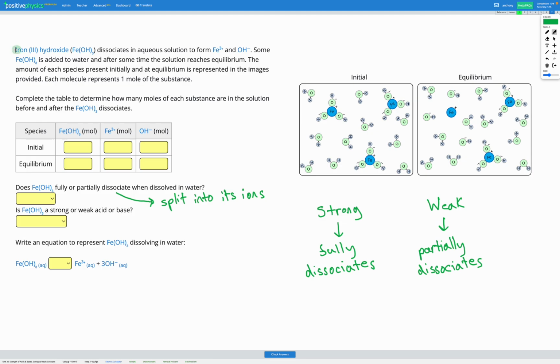In this question, we have iron 3 hydroxide, Fe(OH)3, dissociating in aqueous solution to form Fe3+ and OH- ions. We're told some Fe(OH)3 is added to water and left for some time until the solution reaches equilibrium. Again, we're shown the initial and equilibrium representations of what's going on in that solution. So let's figure out how much of each substance we have initially and at equilibrium. So initially, first we're looking at Fe(OH)3. We've got 1 here, we've got another here, and we've got another here. So we've got 3 moles of Fe(OH)3.